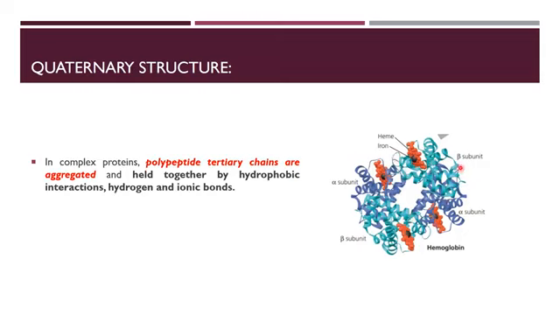So here is an example of hemoglobin, which has two alpha and two beta chains. You can see here that these chains have been arranged in the form of tertiary structures. And these are held together by hydrophobic, hydrogen and ionic bonds.